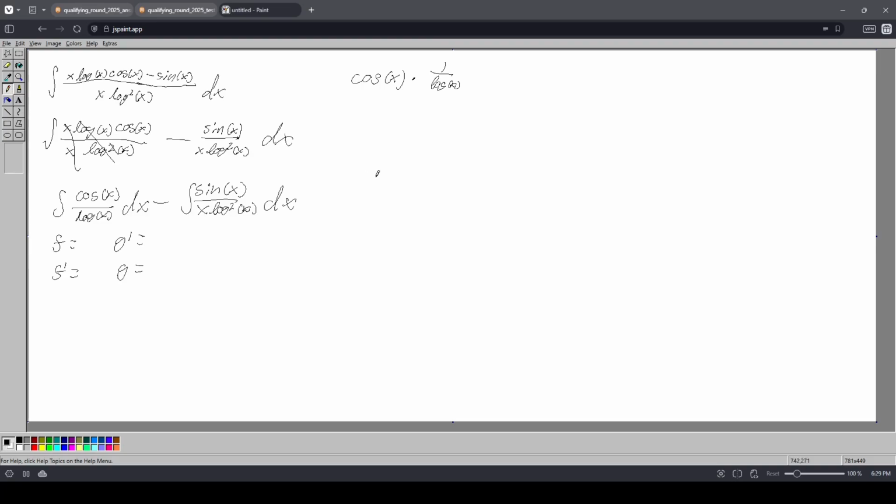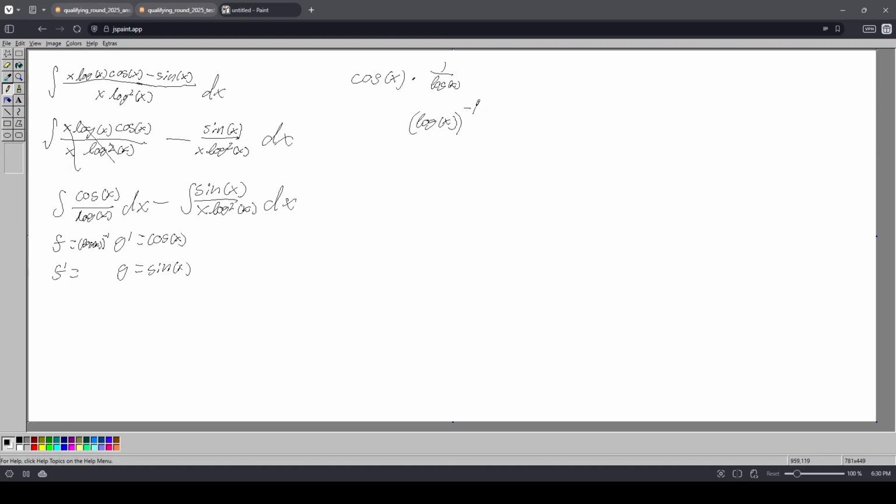Well, off the top of my head, I can't tell you what 1 over log of x is the derivative of. But I can tell you that cosine is the derivative of sine. So we'll work with the assumption that cosine is g prime. So sine is going to be g, which means this is going to be our f. That can be rewritten as log of x to the negative 1, and then we can use chain rule.